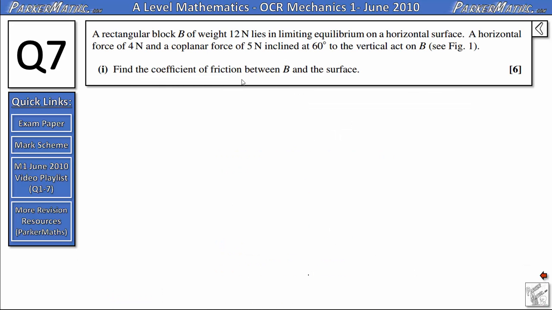A rectangular block B of weight 12 newtons lies in limiting equilibrium on a horizontal surface. A horizontal force of 4 newtons and a coplanar force of 5 newtons inclined at 60 degrees to the vertical act on B. In part 1 we need to find the coefficient of friction between B and the surface.